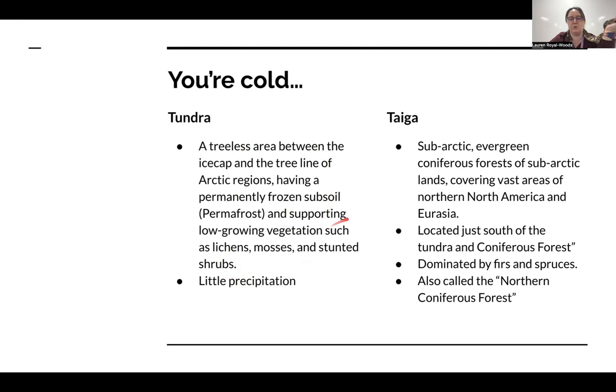Now, if we warm up just a smidge and get some more water in it, we get a taiga. This is the subarctic evergreen coniferous forest of subarctic lands, covering vast areas of North America and Eurasia. This is what we see up in Canada. You also see it throughout the Siberian wilderness. It's the taiga in Russia. It's located just south of the tundra, and north of the coniferous forest, which is where we're at. We'll get to that in a minute. This is dominated by firs and spruces. It's also called the northern coniferous forest. So that's the taiga.